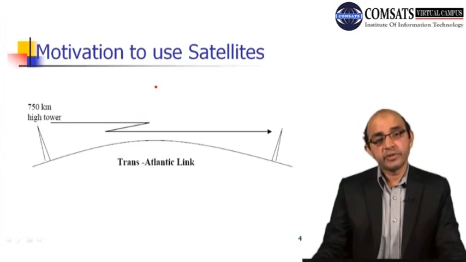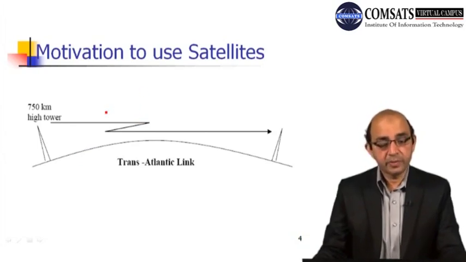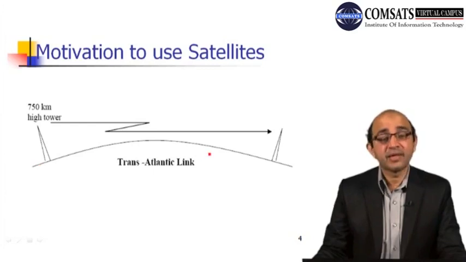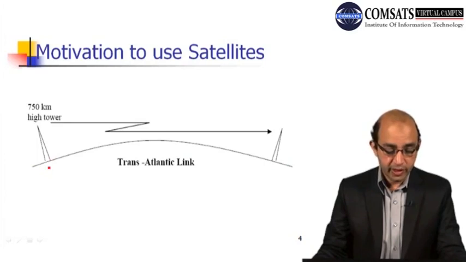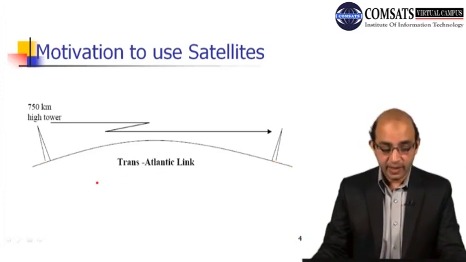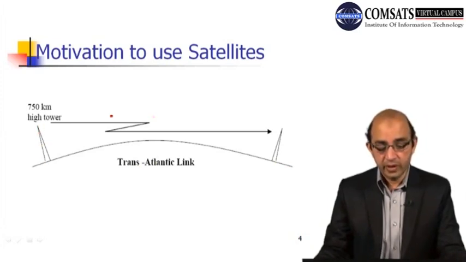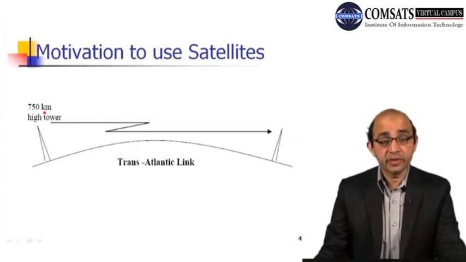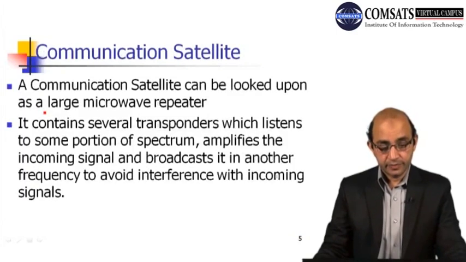So here you can see the graphical representation of our motivation to use satellite communication. We want to establish a transatlantic link between two points. Here in one part of the earth, and this is another part of the earth, so you can see the transatlantic link. You can see how much height we have to achieve in order to have straight line microwave communication. It's 750 kilometers, which is again on the higher side.